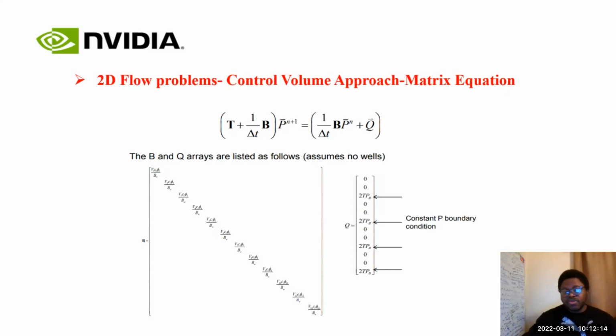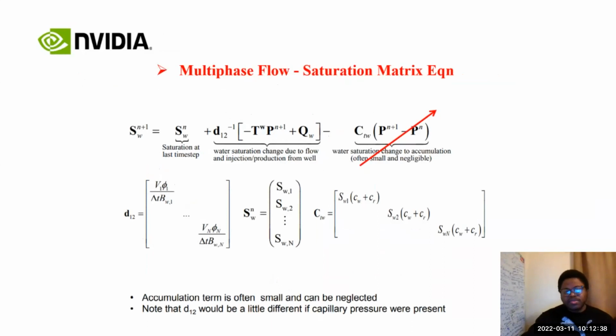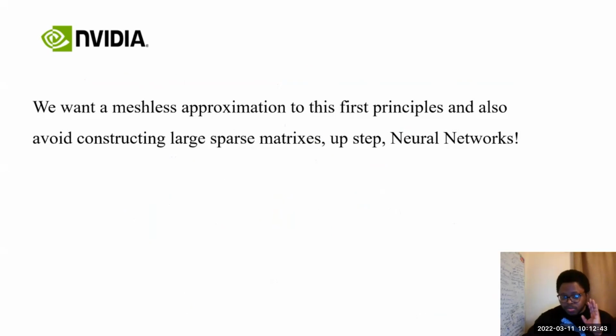And the unknown for the next time step, the pressure, is solved using a linear inverse problem such as conjugate gradient, or even AMGX, which is NVIDIA's AMGX, or Gauss-Newton methods. But in principle, you have this AP equals Q type of linear system that you want to invert for P. And then the saturation is solved explicitly. So this is how things were done via first principle.